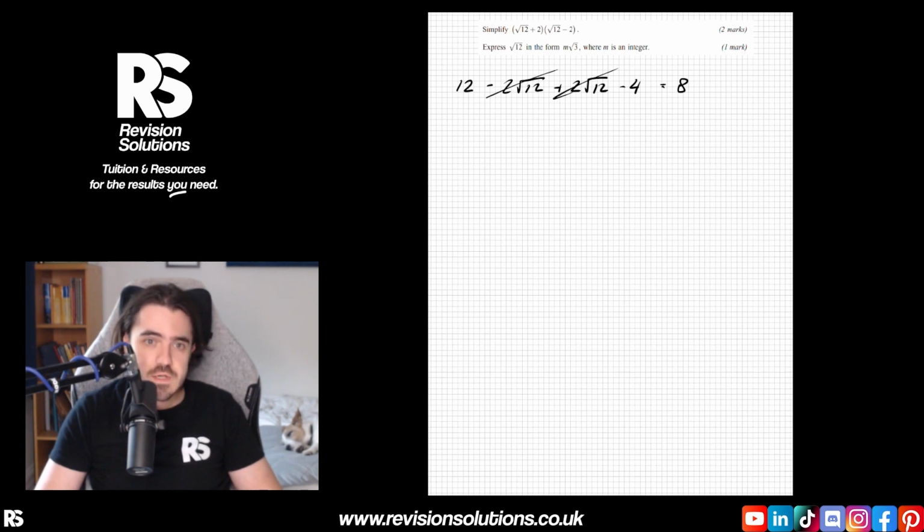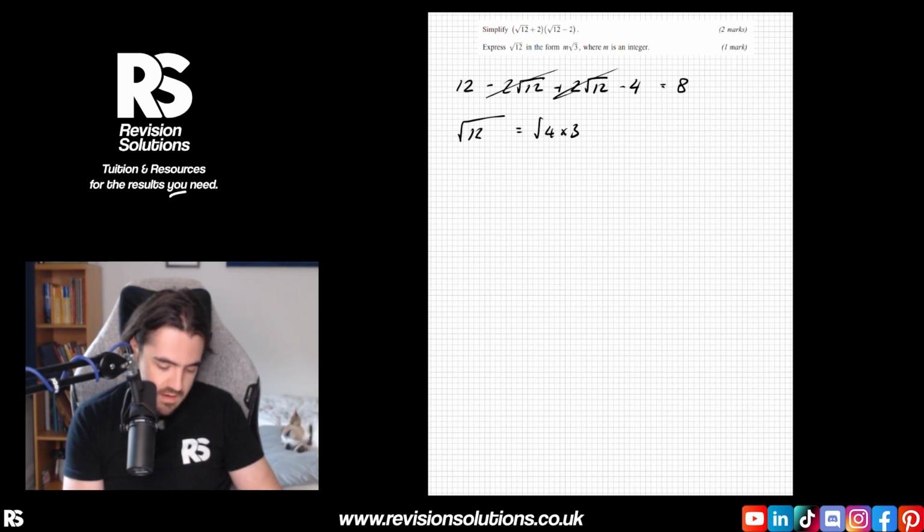Then it says, can we express root 12 in the form m root 3, where m is an integer? Well, we can actually take a factor of 4 out of 12, so let's do that first. So root 12 is equal to the square root of 4 times 3, which we can then think of as root 4 times root 3. Root 4 is simply 2. So that's just 2 root 3. So m must just be 2.